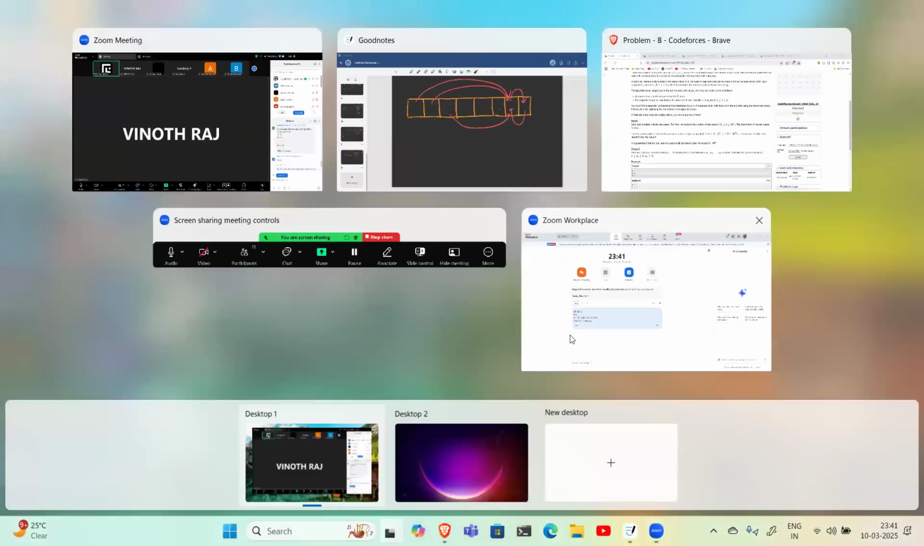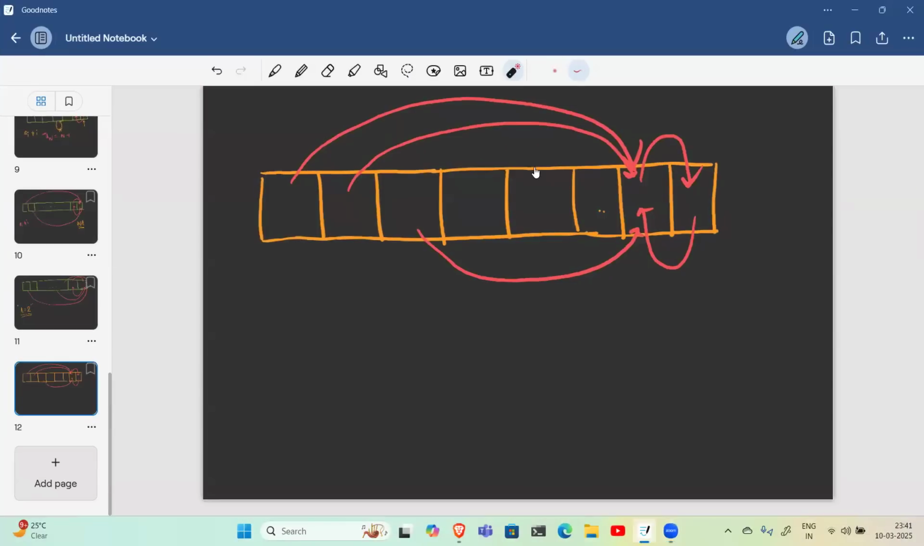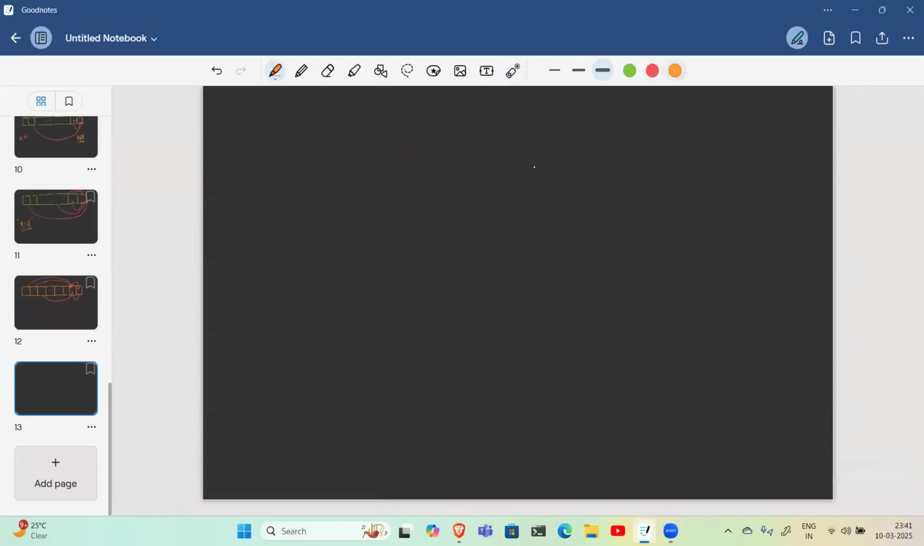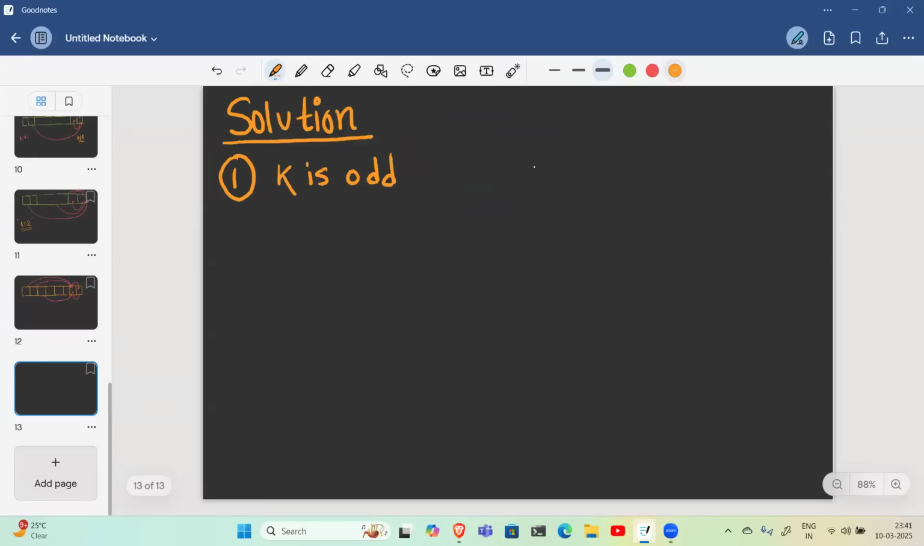Okay, so the idea is simple. Here is the algorithm. Let me propose the algorithm first: what should the solution be? My solution is simple. There are two cases. The first case is, suppose k is odd. If k is odd, what will I do? If k is odd, my idea is simple.